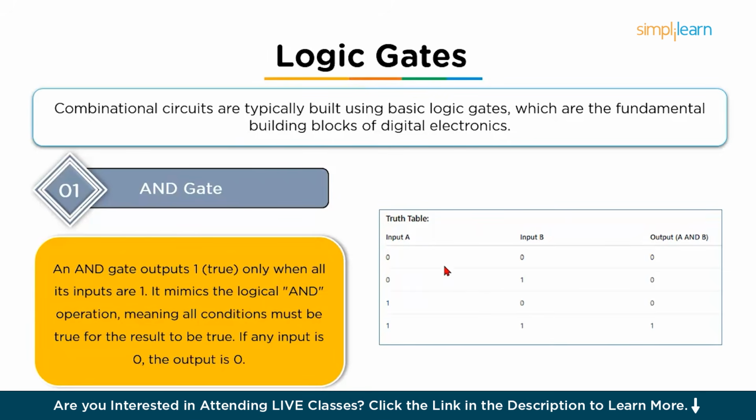If the input is 0, then the output will be 0, because it's AND, A and B inputs. If input A is 0, input B is 0, again 0. If input A is 1, input B is 0, again 0, false. 0 means false, 1 means true. If both inputs are true, then the output is true. Here it is written, the AND gate outputs 1, true, only when all its inputs are 1.